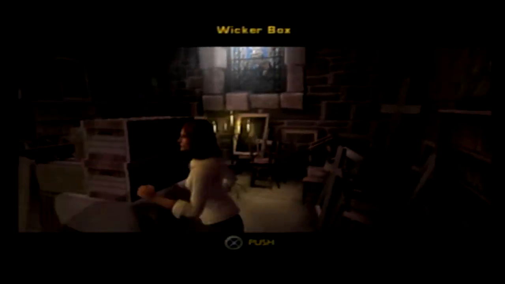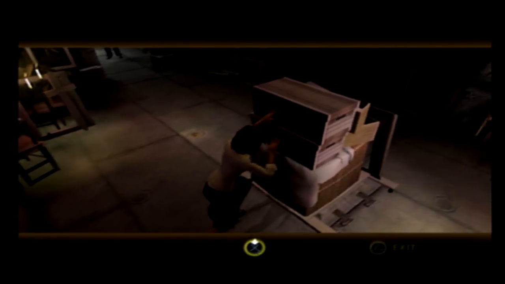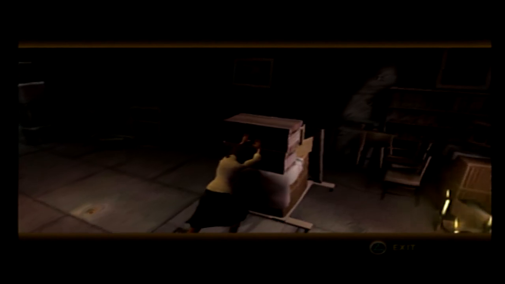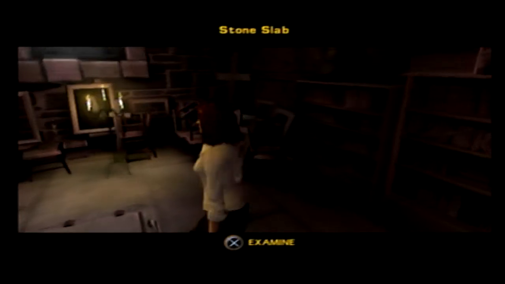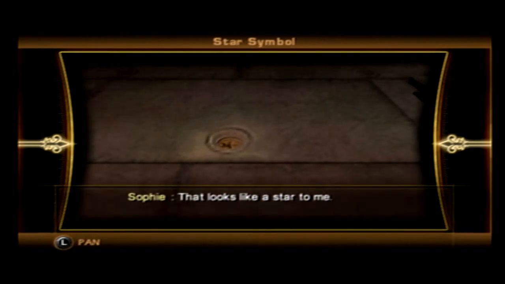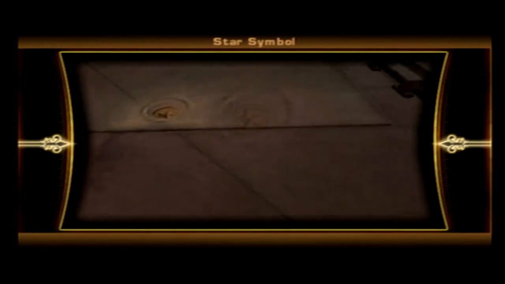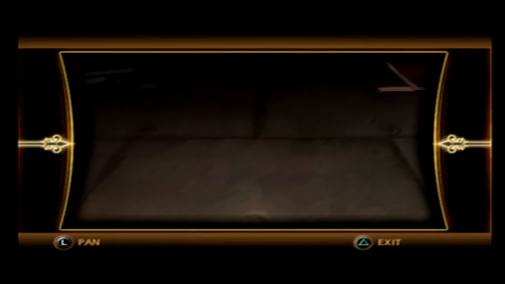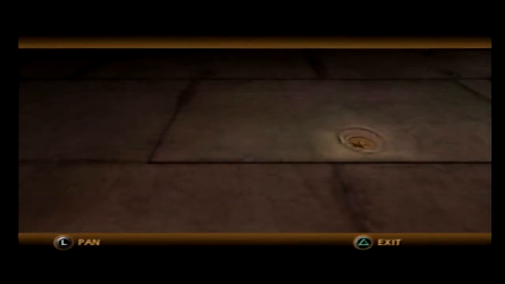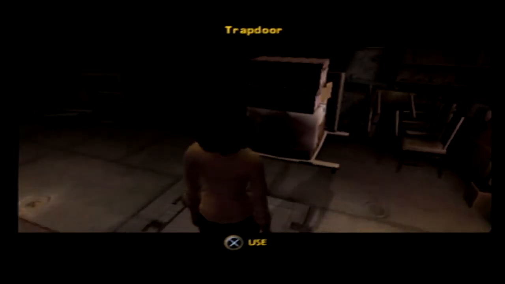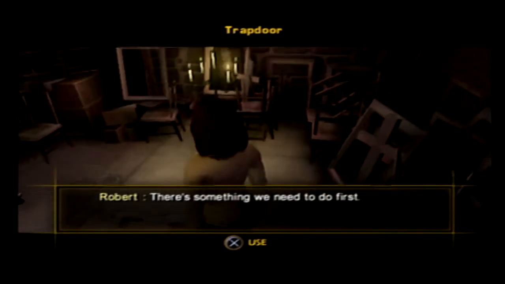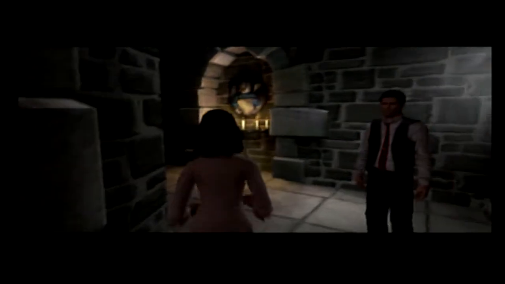What else is in here? Oh, a storage room. Oh, hello. It seems out of place here. Good thing it's on wheels. That looks like a star to me. Yep, that's exactly what it is. Too bad I got nothing to put in it. This door won't open. There's something you need to do first. No, I need something else. I need a different key for that thing. It's very dark in here.